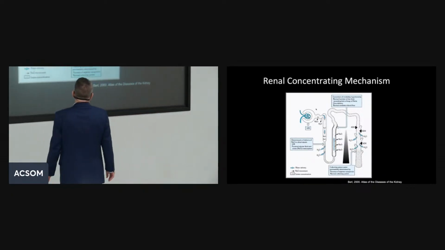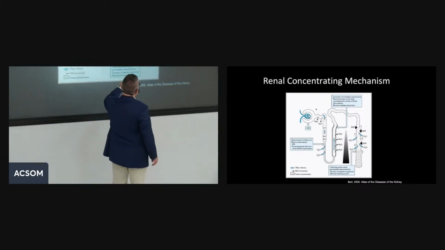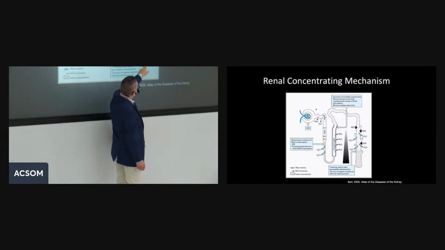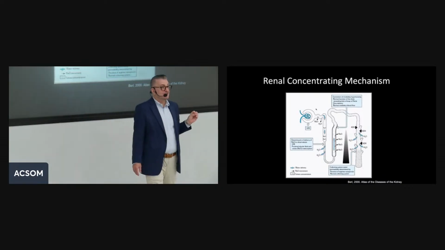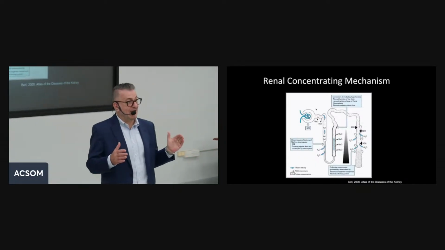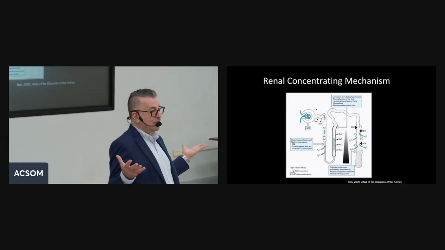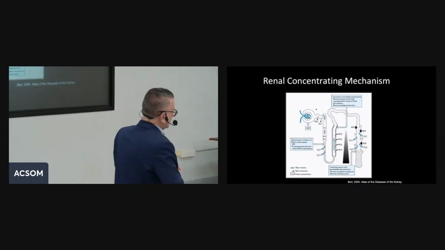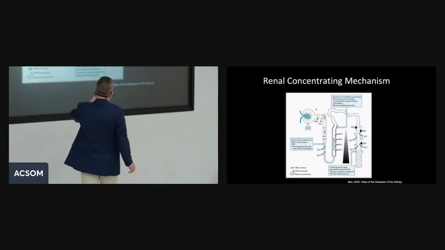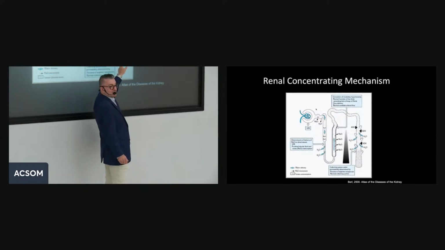This is called the concentrating mechanism. The concentrating mechanism of the kidney is really in the distal tubule and collecting duct, depending on ADH, and concentrating urine happens when your ADH is active and water gets out of the tubules and into the body. So obviously urine gets concentrated because you have less water.